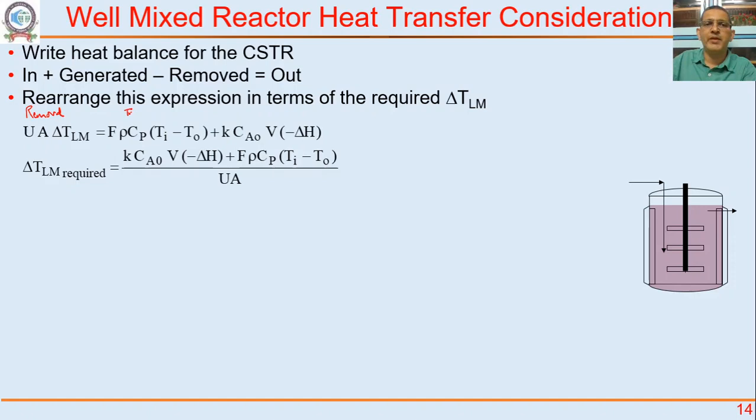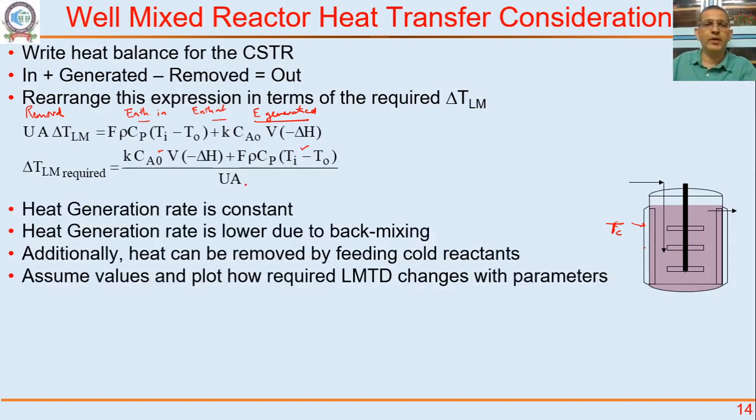What comes in? Enthalpy in, enthalpy out, enthalpy generated, right? So the delta T log mean required between the reactor temperature and the cooling temperature, cooling water, let's say Tc, is heat generation plus whatever heat is added by the inlet flow rate, divided by UA. Now again, we want to do this for different situations.